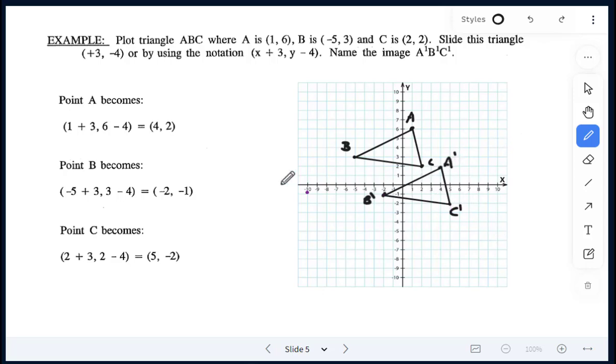So another way we can do this is just by sliding each point. Instead of showing the notation this way, we could have just gone over 3, 1, 2, 3, and then down 4, 1, 2, 3, 4, and we could do it for each point. So over 3, 1, 2, 3, and then down 4, 1, 2, 3, 4. And for C as well, over 3, 1, 2, 3, and down 4, 1, 2, 3, 4. Right, so it works either way. You can show what the new points become like this, or you can just slide them on the grid.